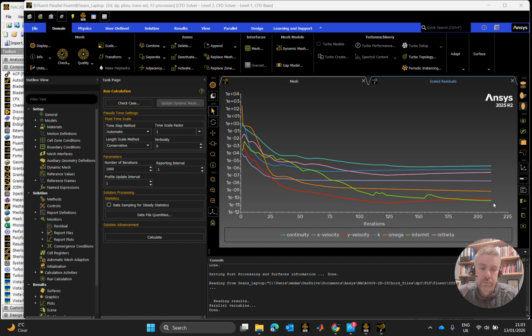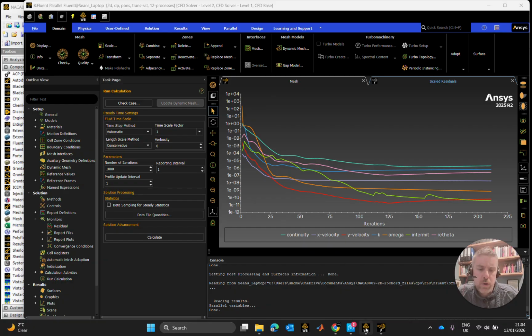216, 217 iterations, having seen here that the equations being solved by the Fluent solver had converged to a reasonable level. Continuity never seems to come down to the same level that everything else does, but everything else has come down to a nice numerical error. So our next step is to post-process, or to look at the solutions.